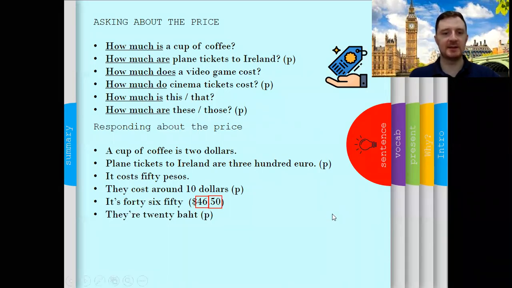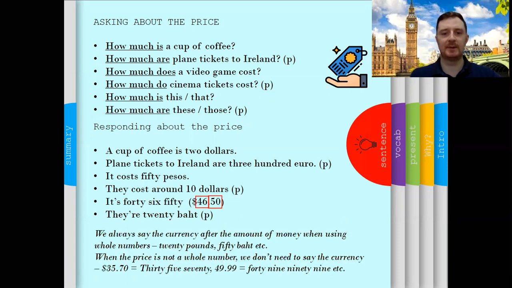So let's check the next example. They're 20 baht. 20 baht plural. This one is, for example, how much are they? How much are those? They're 20 baht. So here's a quick note. We always say the currency after the amount when using whole numbers such as 20, 30, 40, 50, we say dollars. When the price is not a whole number, we don't need to say the currency.